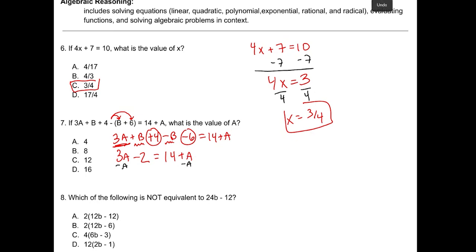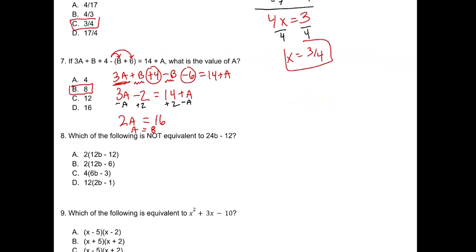And to move this 2 over to the right, I'm going to add 2 to both sides. And that'll effectively get rid of that. Okay, so 3a minus a is going to be 2a. The negative 2 plus 2 zeroes out, which is intentional. 14 plus 2 is 16, and then the a zero out over on the right. So we have 2a equals 16. If I divide both sides by 2, I'm going to end up with a equals 8. Our answer is B.